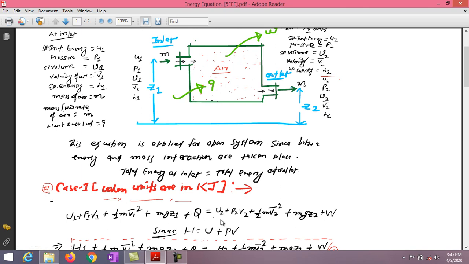Whatever the total energy of air at inlet is, it should be equal to the total energy of air at outlet. So there are in total 5 terms: U, that is internal energy; PV, the displacement work in the form of energy; the next term is kinetic energy; the next term is potential energy; and this is heat. So this is a very basic, important equation, and it is quite easy to understand. If you understand this equation, then you won't have any problem further. So I am proceeding further.